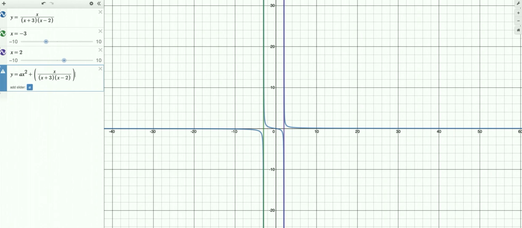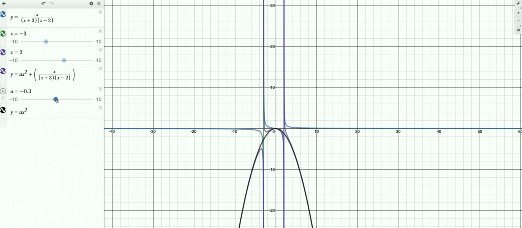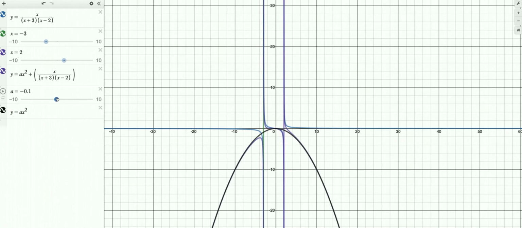Alrighty. Probably should have had that up there. What would this be asymptotic to in the long run, right? Yeah, y equals a x squared. Okay, I'm going to add my slider. It has a default value on the slider being 1.